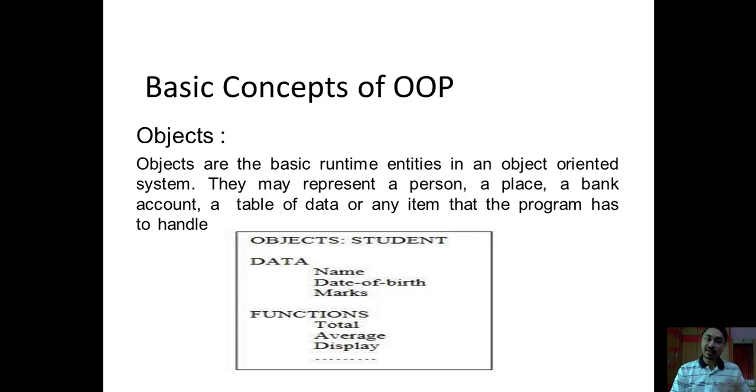And in that we started with the objects. Objects are the basic runtime entities in object-oriented programming. So basically, when we have to deal with any project, we have to identify the objects. Objects are the real-world entities which will play a role in your program. So it can be a person, a place, a bank account, a table of data, it can be any relevant thing for your program. So this is how we can identify the objects in our program.